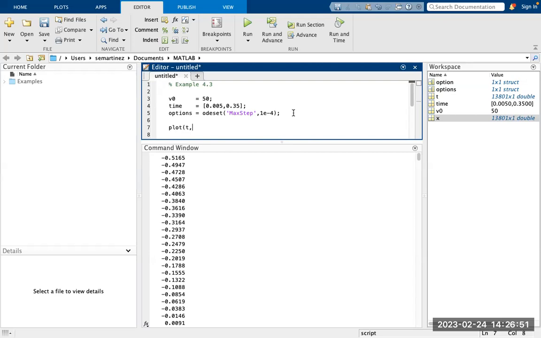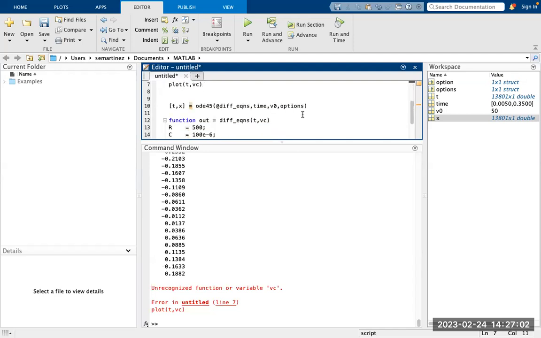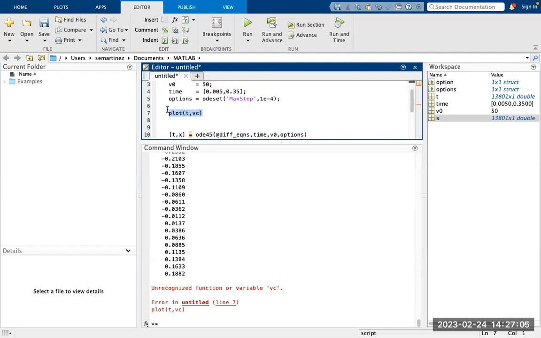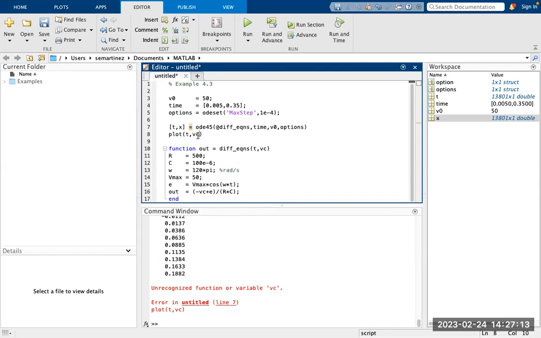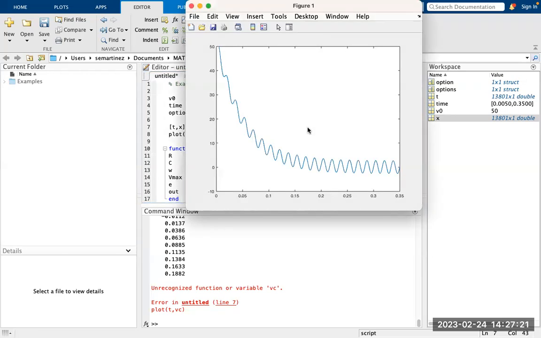And now we can plot the solution. So we can plot T, comma, how did we call it? VC. And we have our plot. How to do it here? I mean, I used X instead of VC, so we have to use X here. That's the solution. And I think you worked out this problem in chapter 2, so you can compare the solution. I think it's kind of familiar for you.